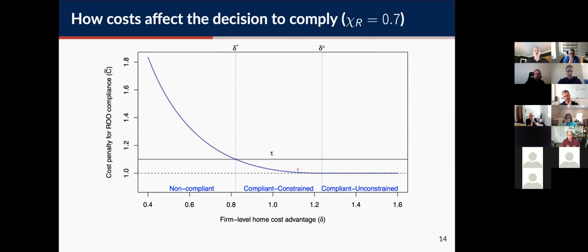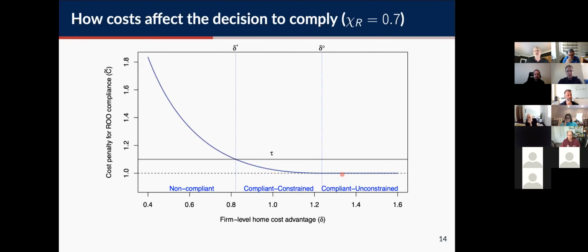This is kind of the goal of the rule of origin, which is to force firms to comply by raising their part share. So these firms are going to be constrained by the rule of origin. They're going to increase their domestic share of parts because the cost of doing so is below the cost of the tariff.